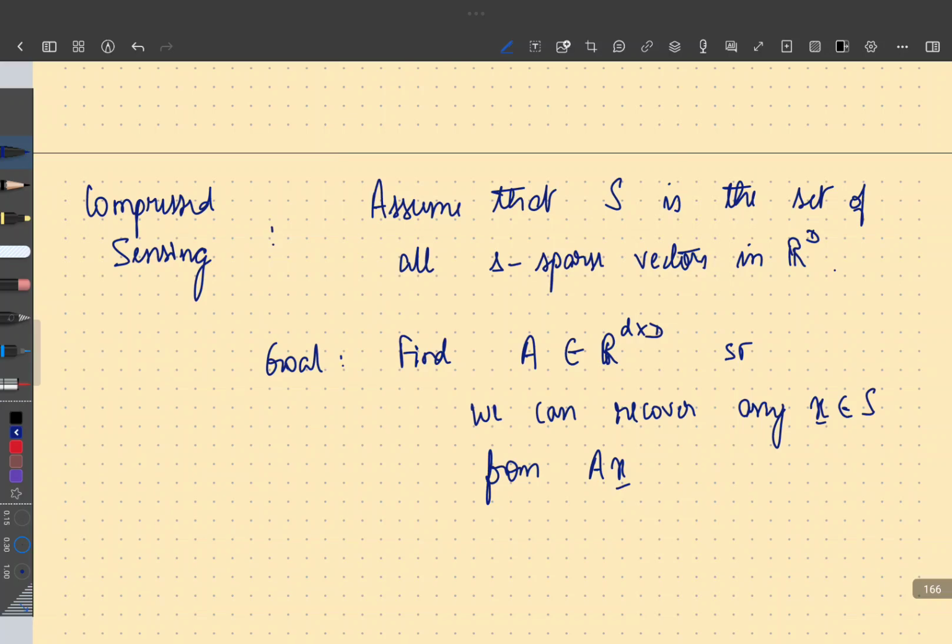All right. So let's step back and think about this problem a little bit. Suppose that little d is equal to capital D. You didn't really demand any sort of compression. Then you could potentially just choose A to be any invertible matrix. Then obviously you can recover X from A times X.